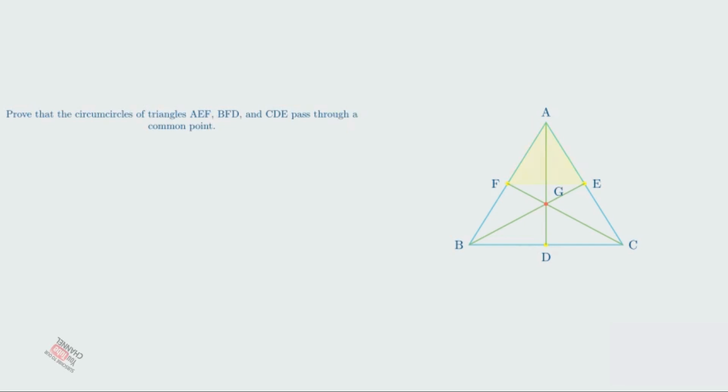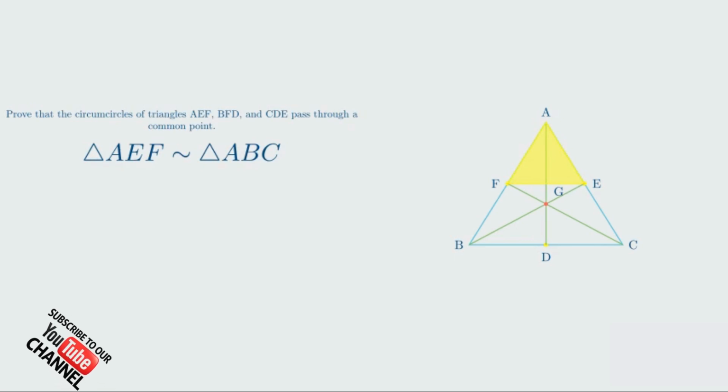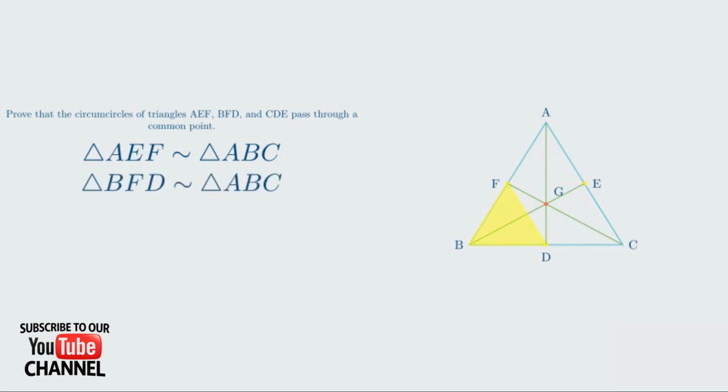Let's focus on triangle AEF first. Since E and F are midpoints, EF is parallel to BC and half its length. This means triangle AEF is similar to triangle ABC. Let's draw the circumcircle of triangle AEF. Now consider triangle BFD. Similarly, triangle BFD is similar to triangle ABC.